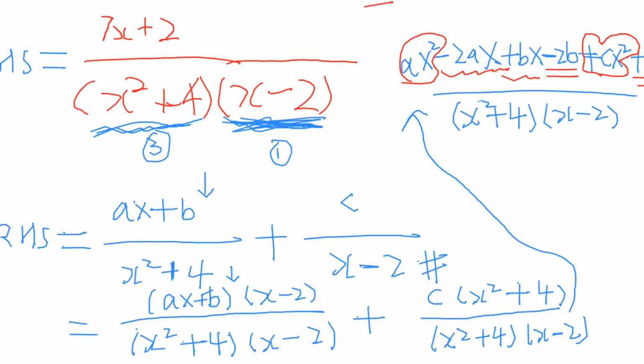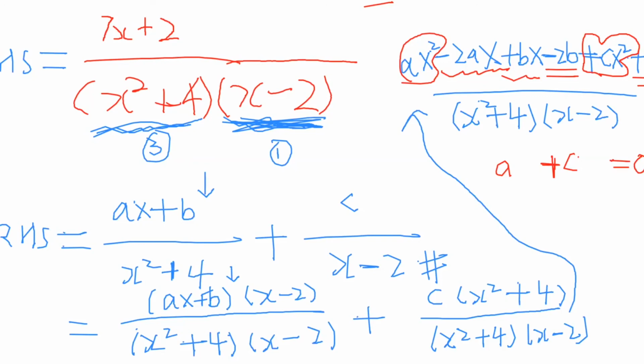Can you see any x squared term here or not? No, right? So your ax squared plus your cx squared equals to 0. Or rather, your a plus your c equals to 0, because there is no x squared term.